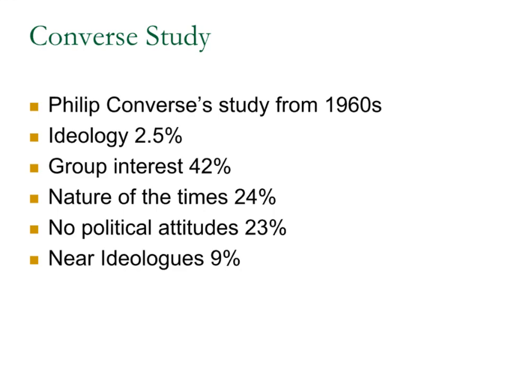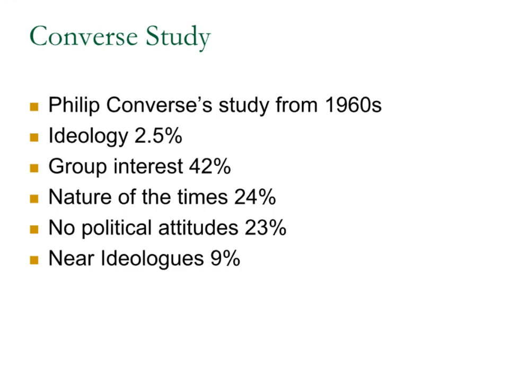And then, perhaps even more disturbing or troubling, almost 10% of the electorate were what Converse called near ideologues. And what he meant by that term was these were people who understood only a slogan version of their political party, that they didn't really understand the politics, they didn't really understand the philosophy, but they would parrot back slogans or phrases that they had heard over and over again and give those as reasons for why they vote.